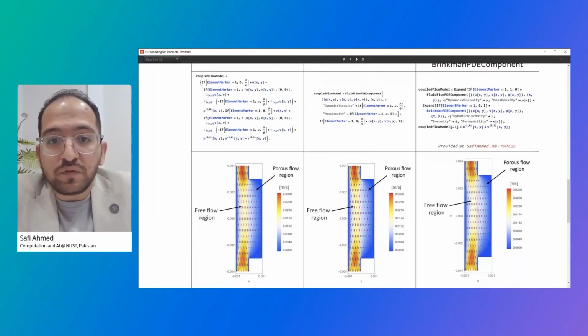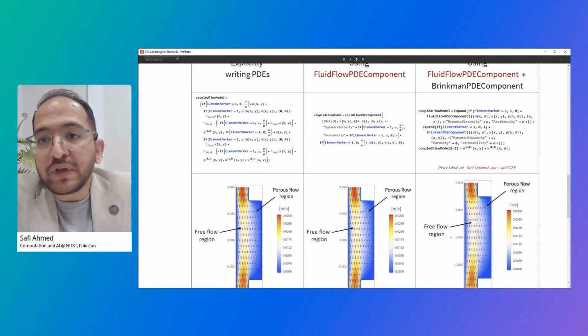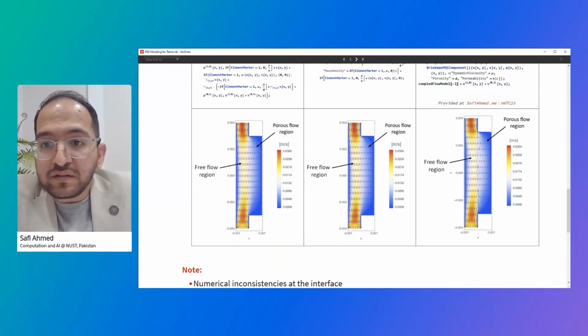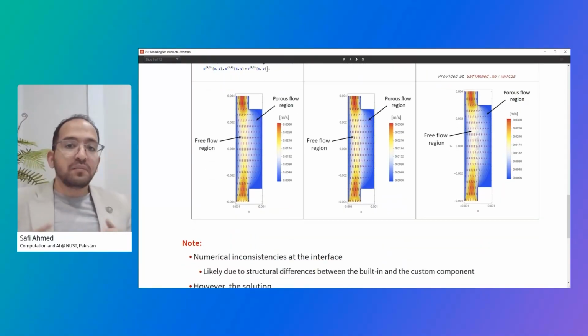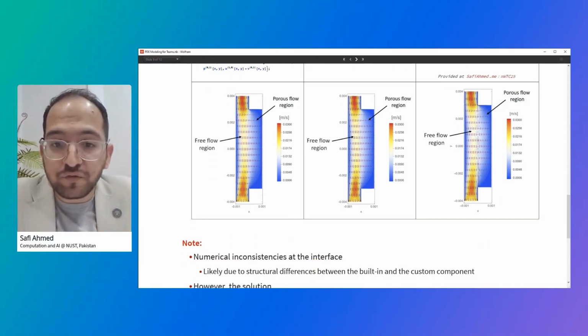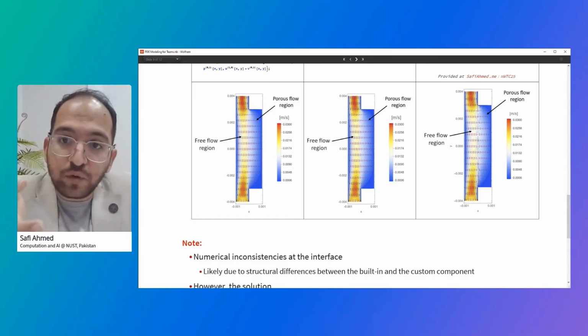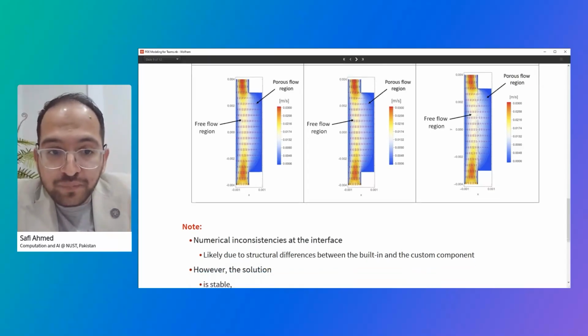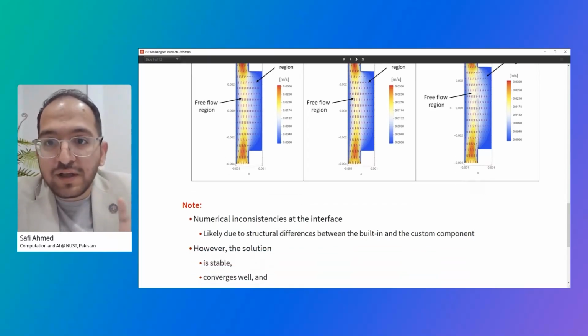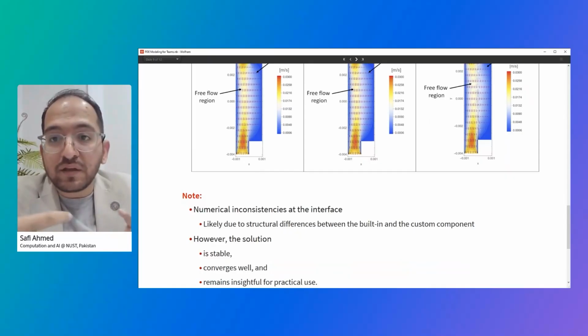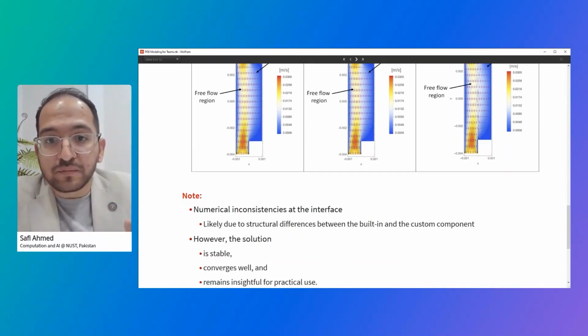So these are the results that we obtain from each of the different approaches. And in this final approach, where I have used the fluid flow PDE component alongside the Brinkman PDE component, you do note that at this interface you see some numerical inconsistencies, and they may be likely due to the structural differences between the built-in fluid flow PDE component and the PDE component that I custom wrote. However, this solution is stable, it converges well, and it remains insightful for our practical purposes.